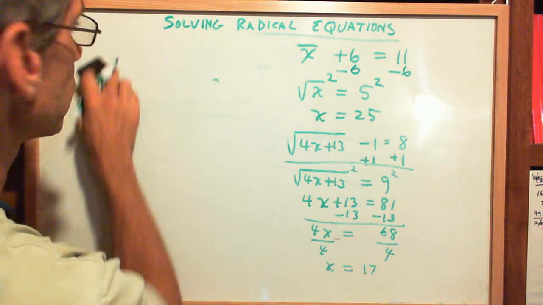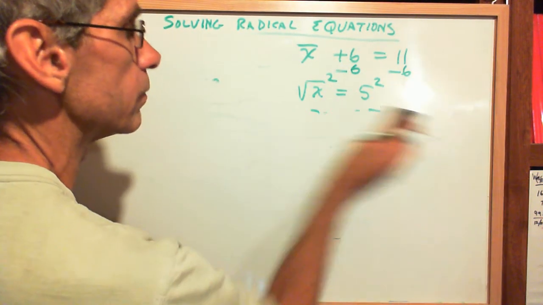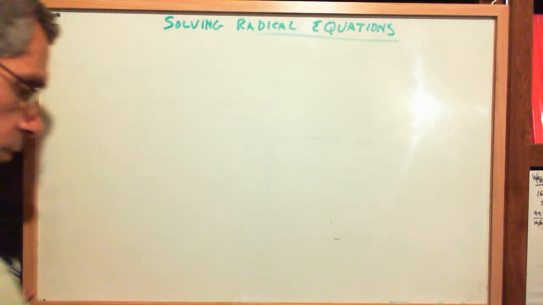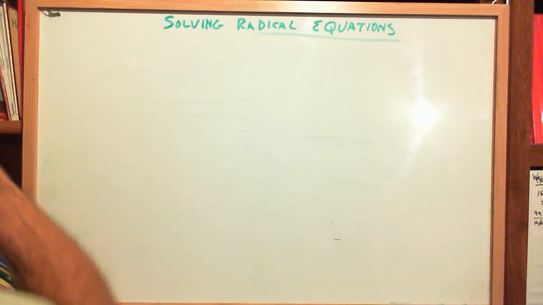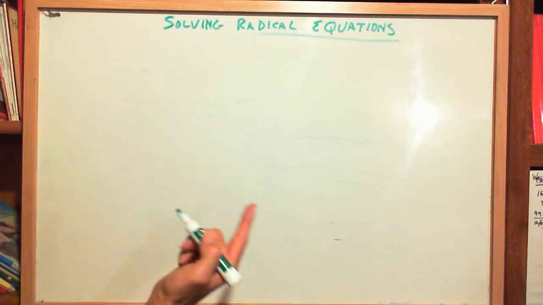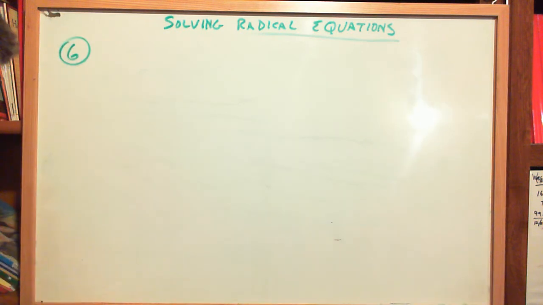Where were we? 1, 2, 3, 4-ish. Uh-oh. I lost track. 1, 2, 3, 4. I don't know. Where were we? I have no idea what number I was on. 1, 2, 3, 4, 5. I'm going to just say 6. I don't know. I could be way off.